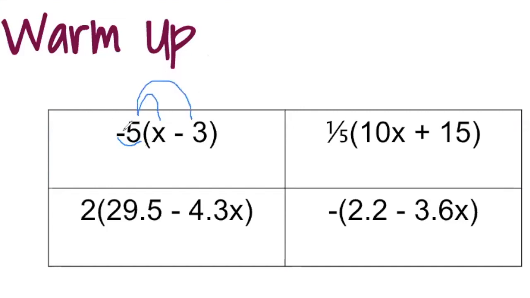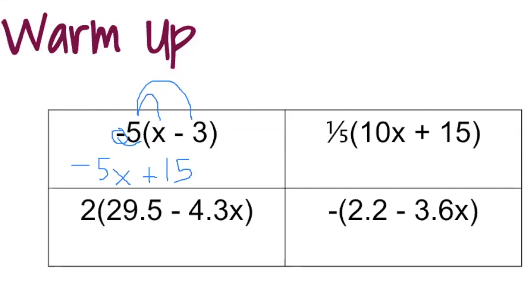And it's important to remember that that negative goes with it as well. So when I do negative 5 times x, that is a negative 5x. Then when I distribute it to the negative 3, it's a negative 5 times a negative 3, making it positive 15.